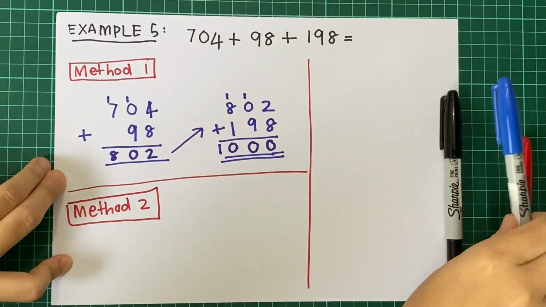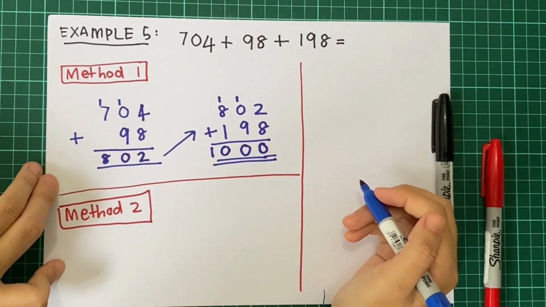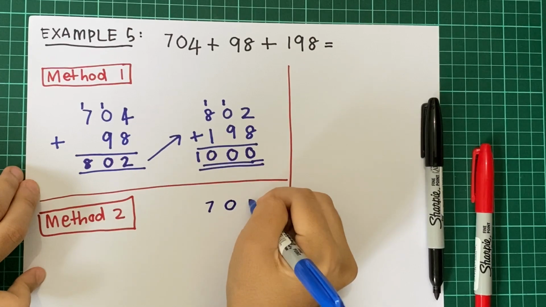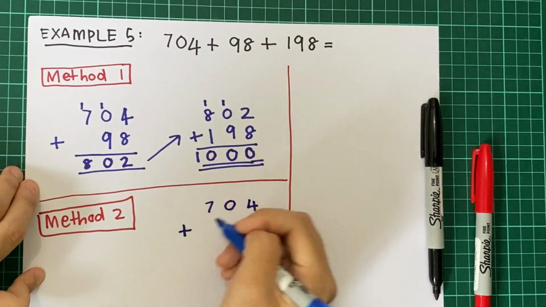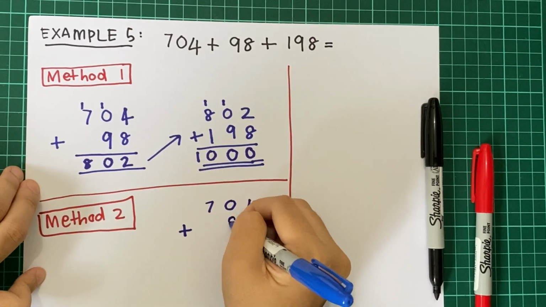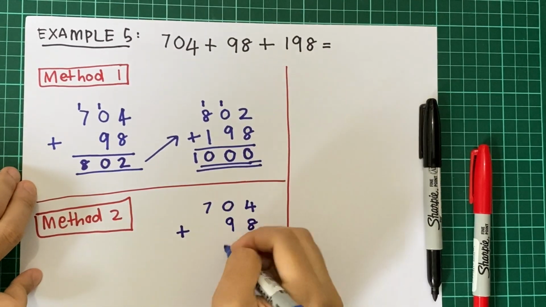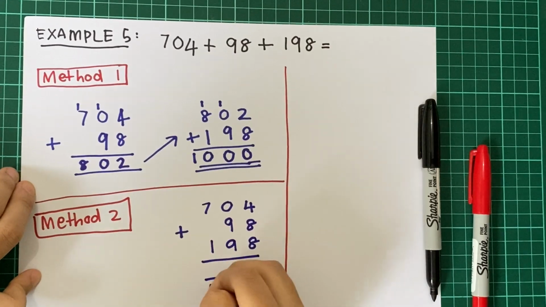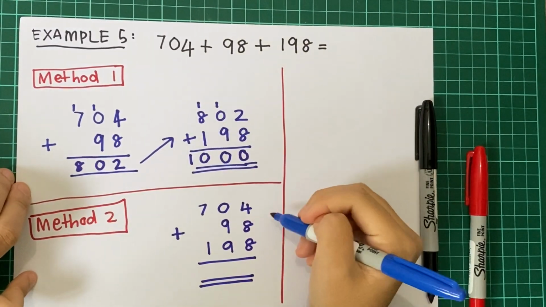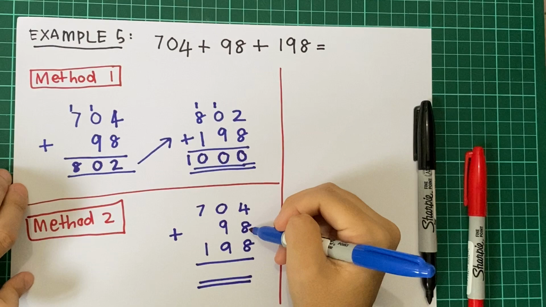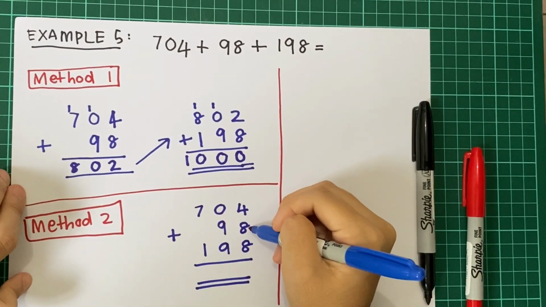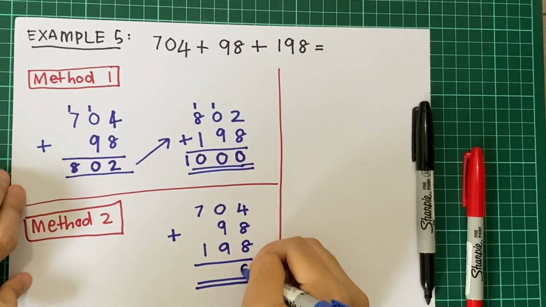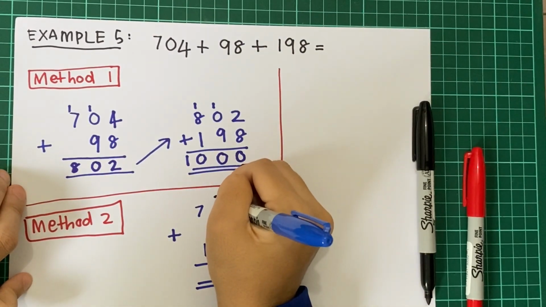For method 2, remember, we plus all the three numbers together. Start with the first number, 704. You plus with the second number, 98. And with the third number, 198. Now, get the answer. 4 plus 8 equals to 12. You plus with 8, you get 20. Write down 0, bring up 2 to the next side.